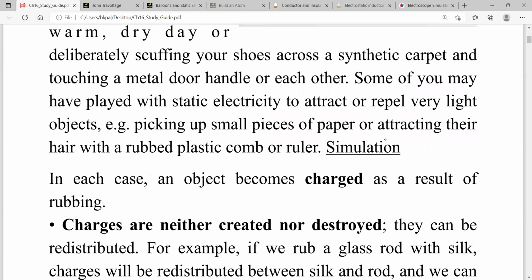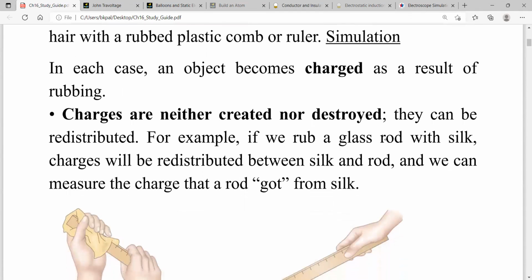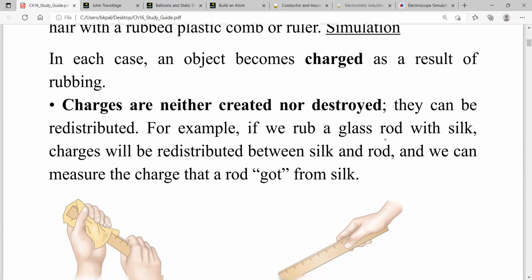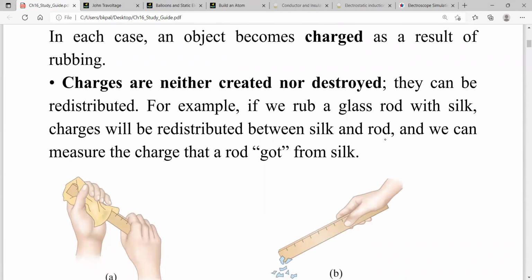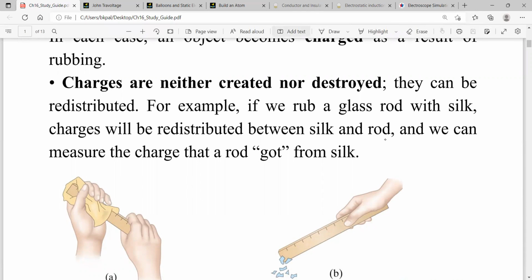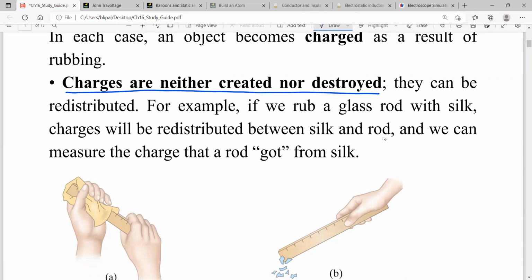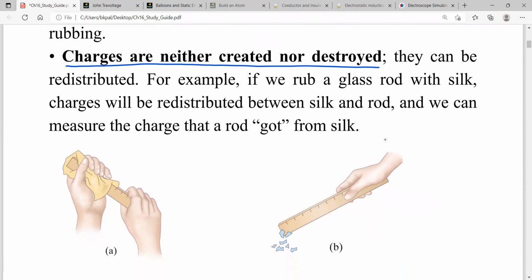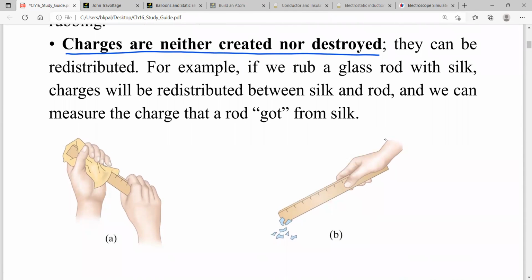All right, now let's learn some rules about charge. The first one is that charges are neither created nor destroyed. So you cannot create a charge or destroy a charge, but they can be redistributed. For example, let's consider this picture.